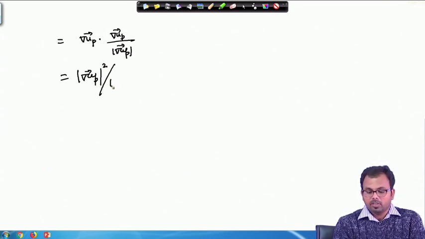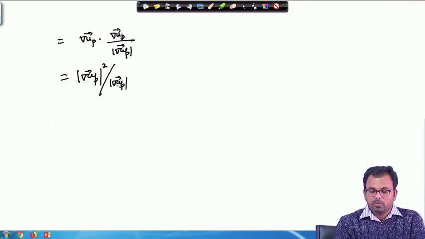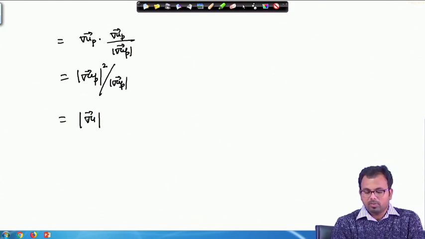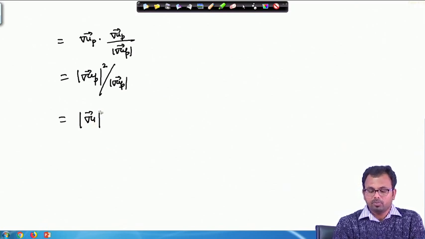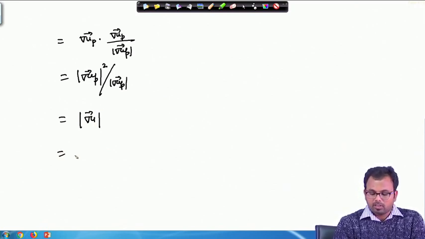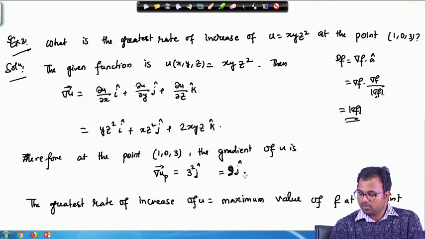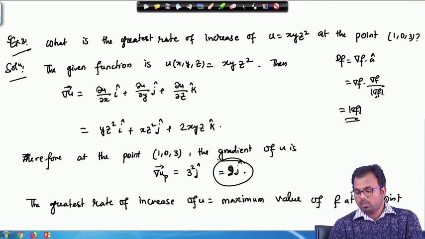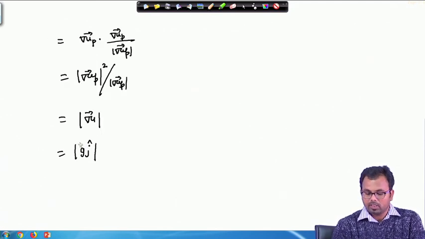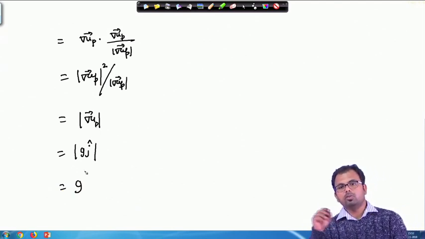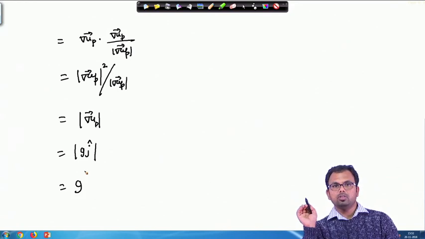Taking the dot product, ultimately we will be left with the mod of the gradient of u at the point P divided by the gradient of u at the point P, and one of them will get cancelled out. So, we will basically obtain the mod of the gradient of u at the point P, and this value is nothing but the mod of 9j. We have already calculated this value here.